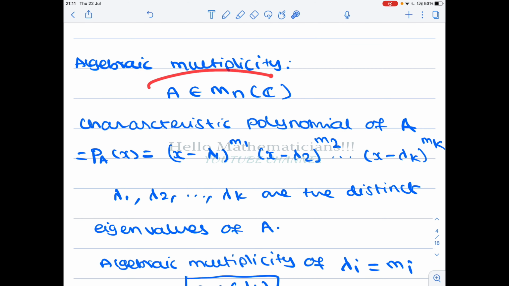You take an n by n complex matrix. After this we work over complex matrices, because to talk about Jordan canonical form, we want all the roots to lie in the underlying field. If you work over complex matrices, then all its eigenvalues are complex numbers. So we are in the safer situation. That is why we work over complex matrices.